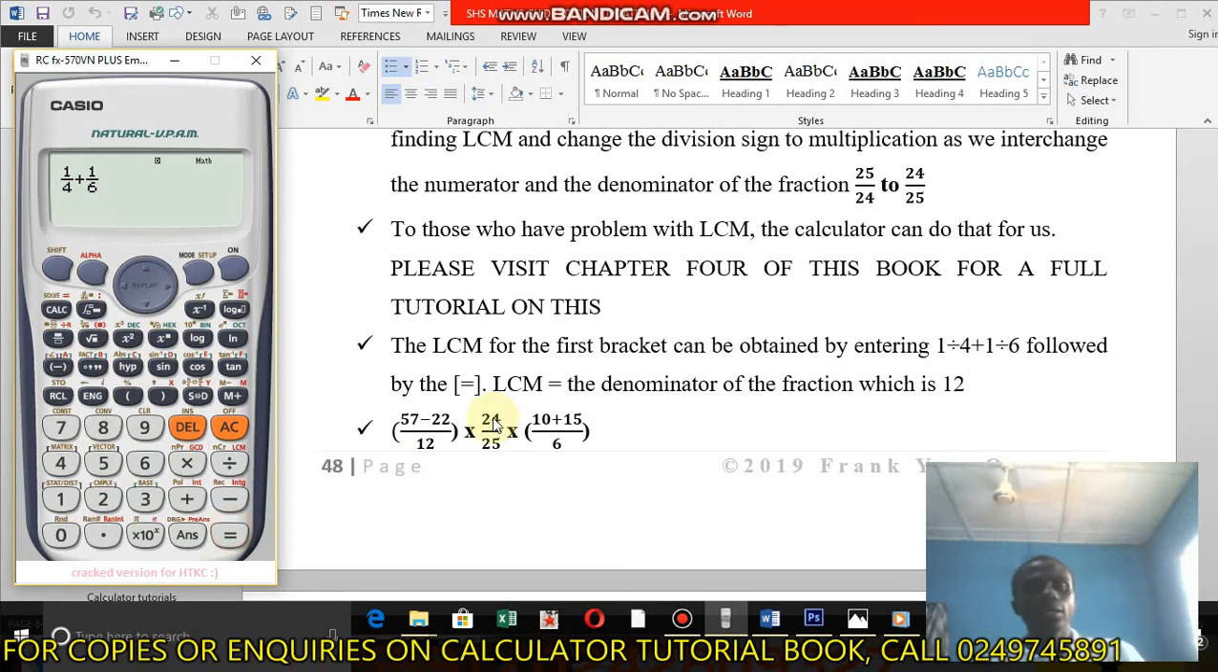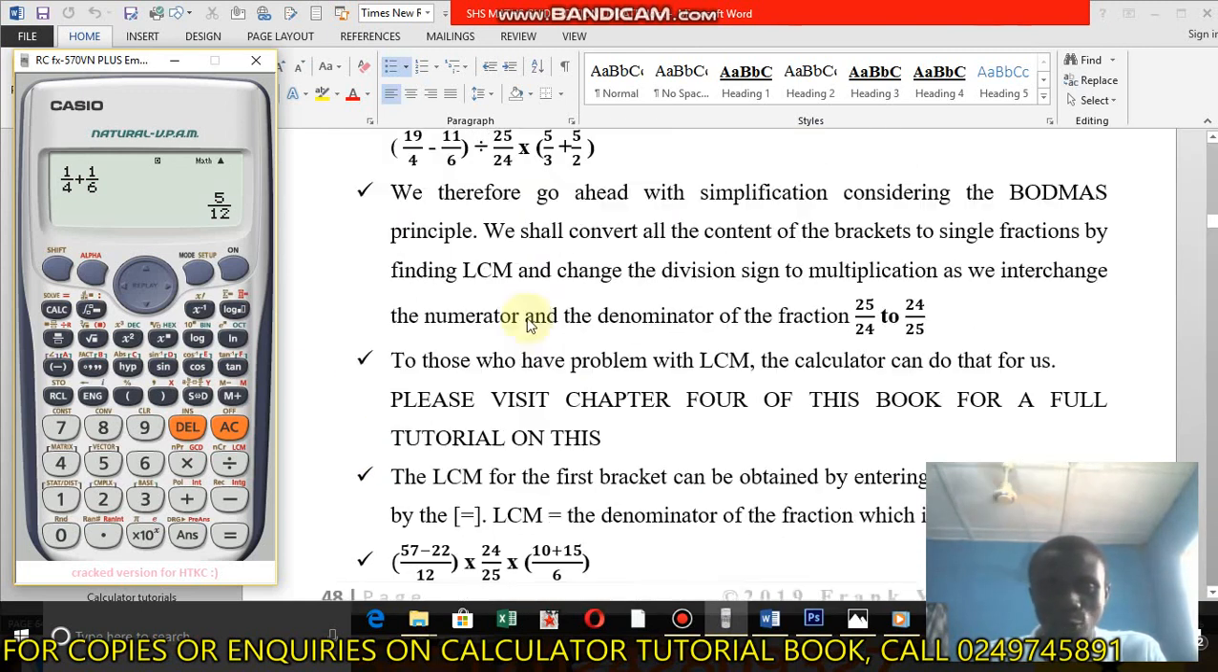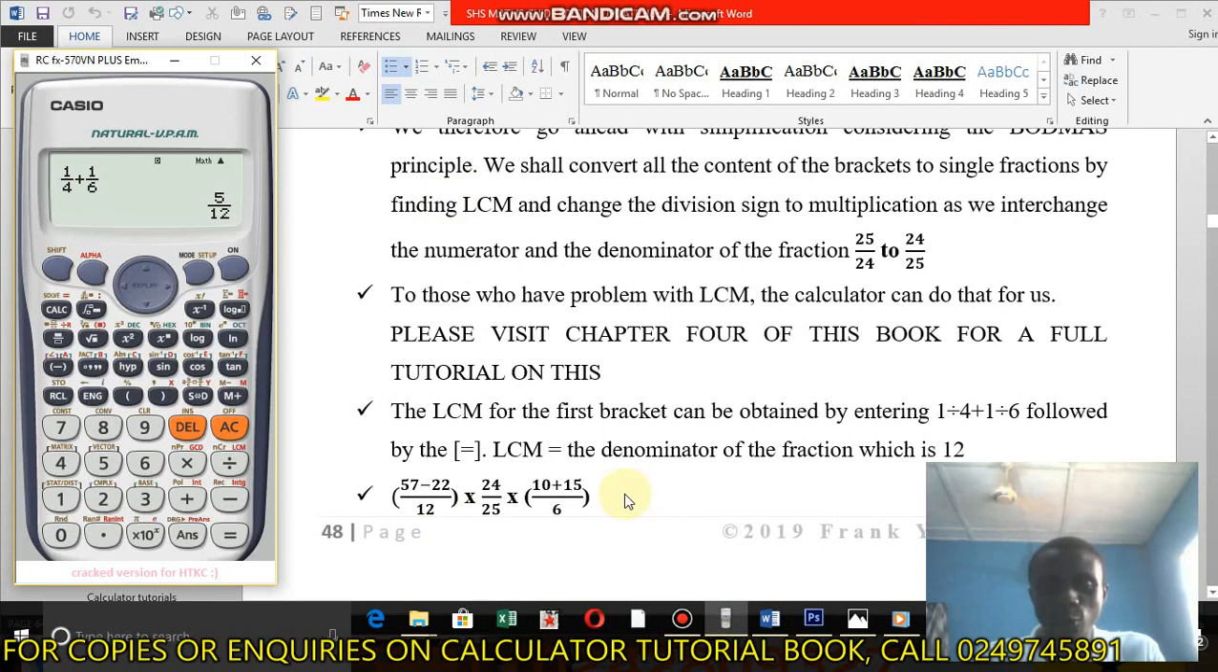You want the LCM. It will give you a fraction as an answer. The denominator of that fraction is the LCM, that is 12. Very easy. So from this step we can draw our division line under. We want to simplify, so the LCM will be what? 12. We have it easily here.